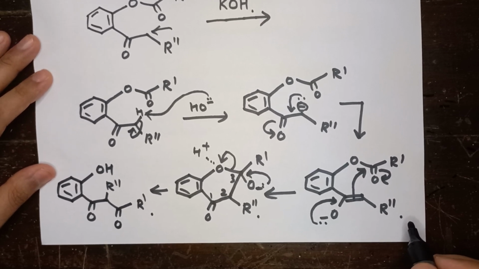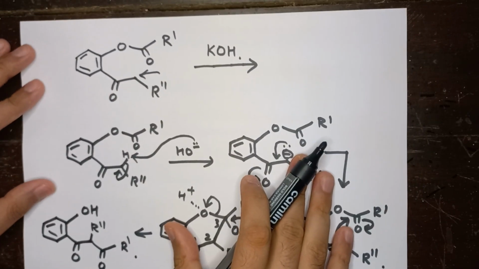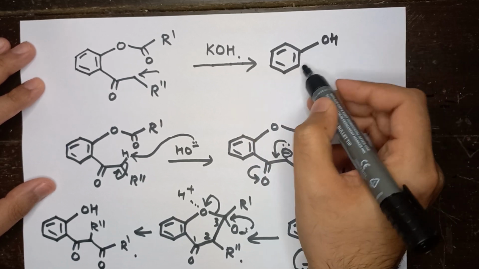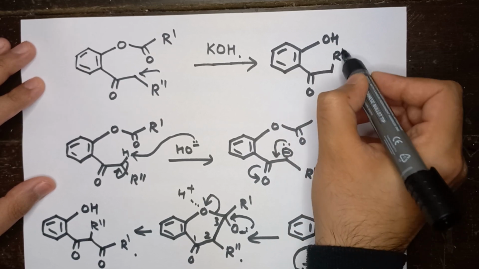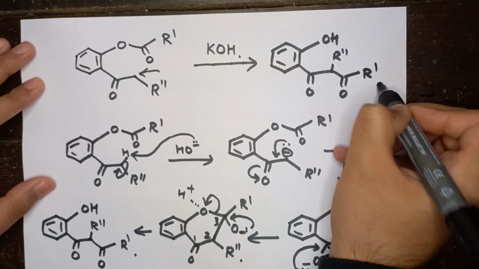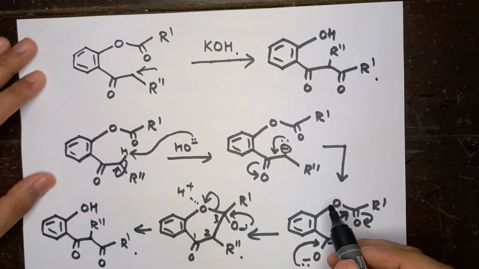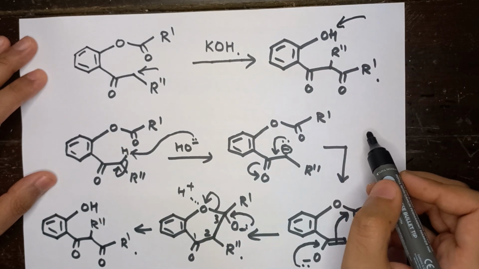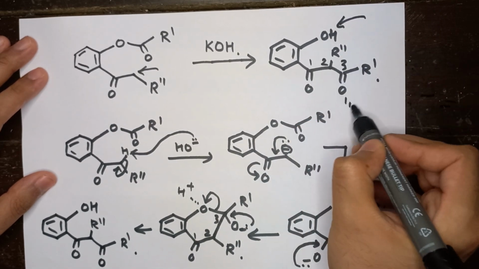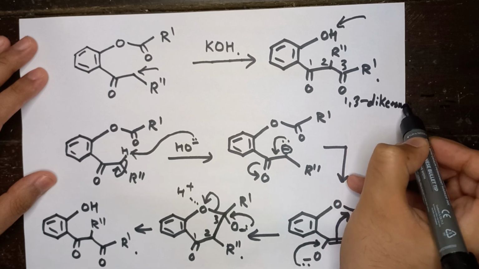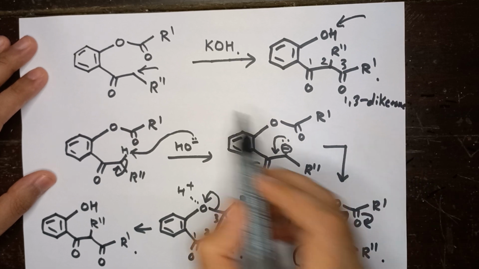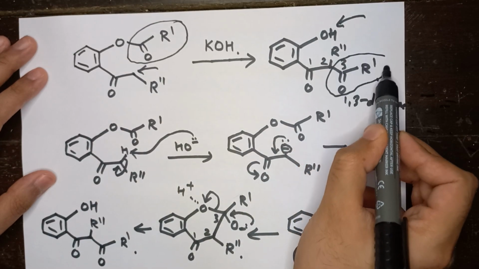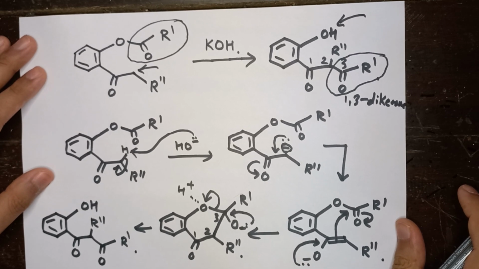And if you look closely, we have converted this starting material under basic condition into this one. So somewhere we have hydrolyzed this ester and converted it into OH, and we have generated this 1,3-diketone system. And also, if you look closely, we have migrated this acyl group to this carbon. So this is what we call the Baker-Venkataraman rearrangement.